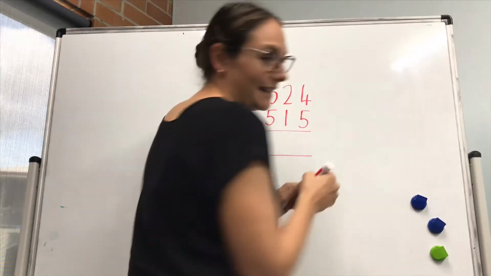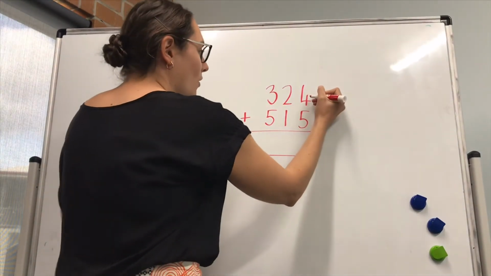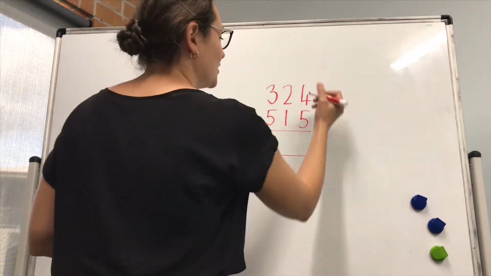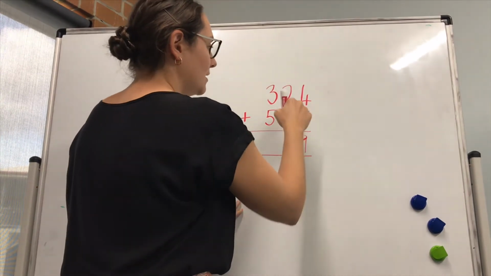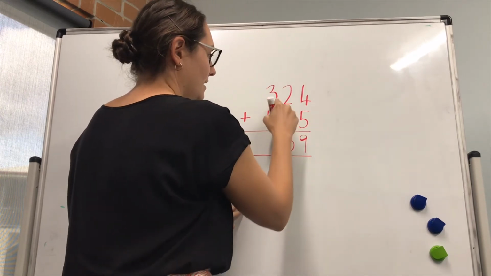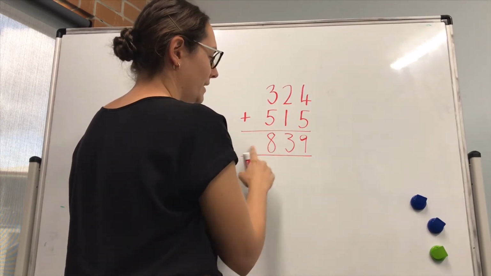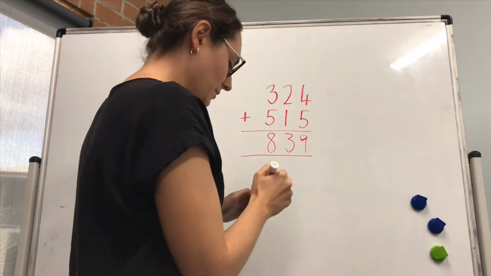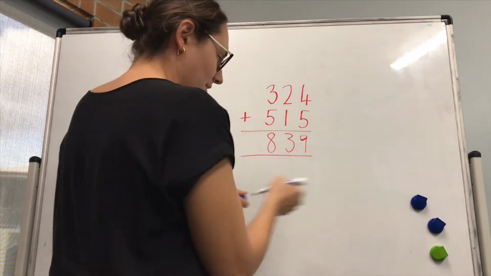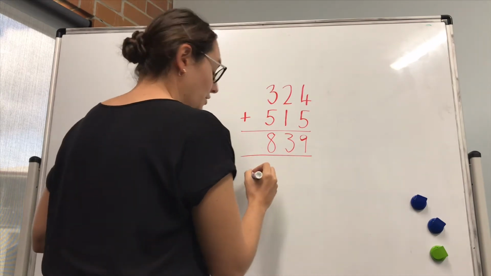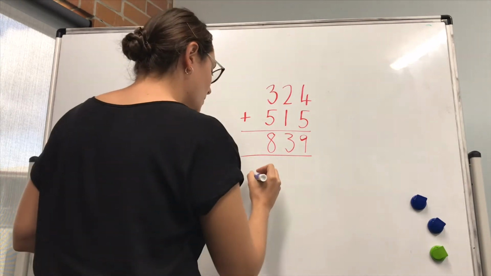So this one was quite simple because it's all single digit answers. So what I mean by that is 4 plus 5 is 9, 2 plus 1 is 3, and 3 plus 5 is 8. So we didn't actually have to regroup. So I'm going to give you another example where some regrouping will be involved, just as one more little practice, and you're going to pause the video after I write it as well.